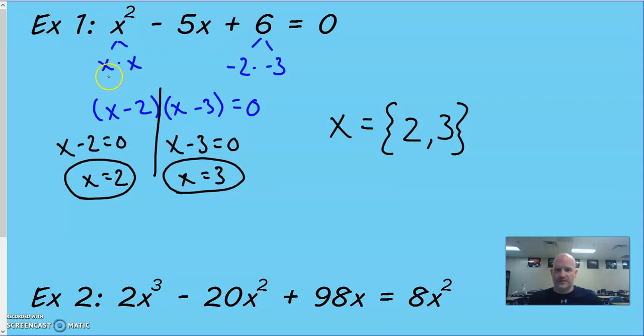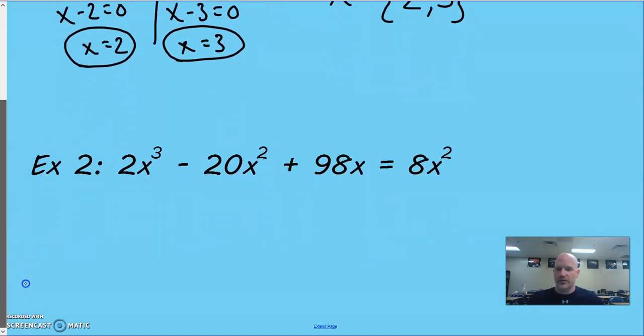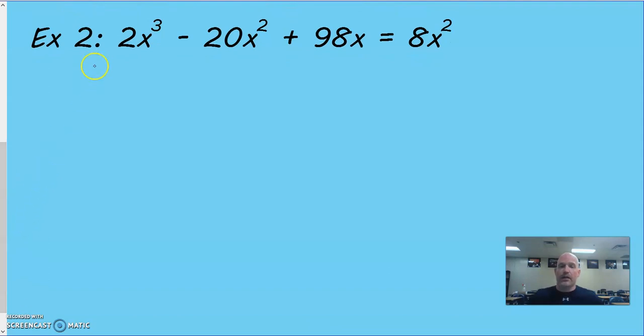All right? So let's go and look at example number 2, where things are getting considerably more challenging looking. Okay? So in this problem, we're still trying to go through and solve it, right? But it's 2x cubed minus 20x squared plus 98x, and it equals 8x squared. Well, first things first. What does this need to equal?